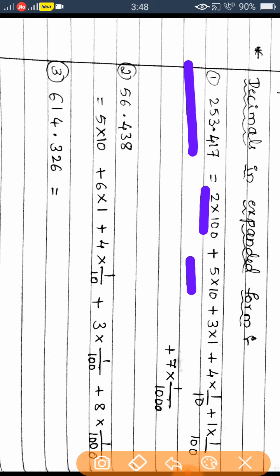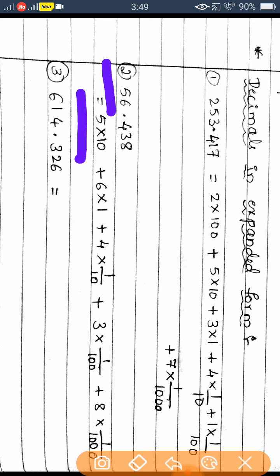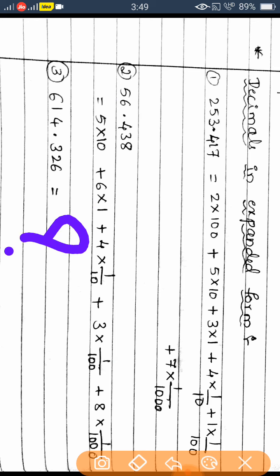In the same way, the second one you can see is 56.438. 56, the tens place, 5 into 10, 6 is in the ones place, 6 into 1. After the decimal, tenths, hundredths and thousandths. So 4 into 1 by 10 plus 3 into 1 by 100 plus 8 into 1 by 1000. This is how we can write. The third one you must solve. That's why I have not written it here. You must write it here.